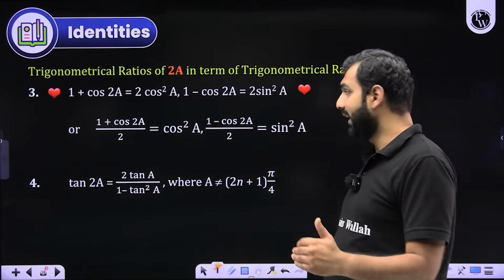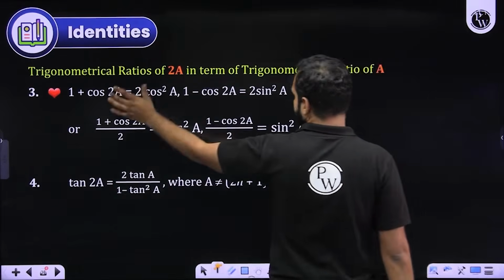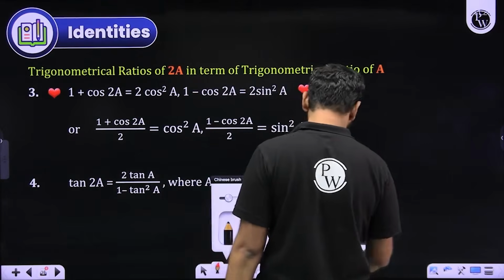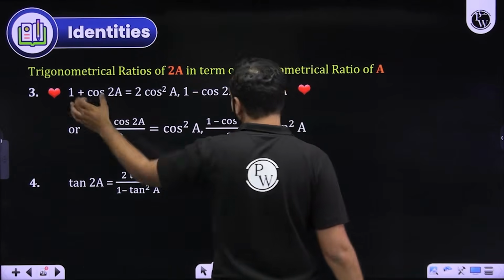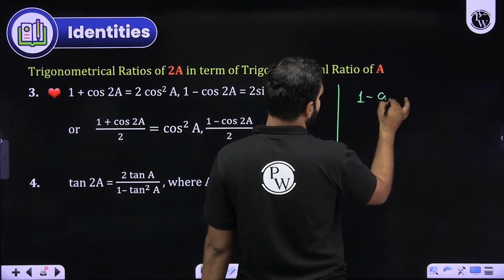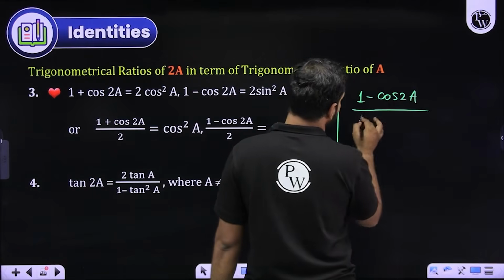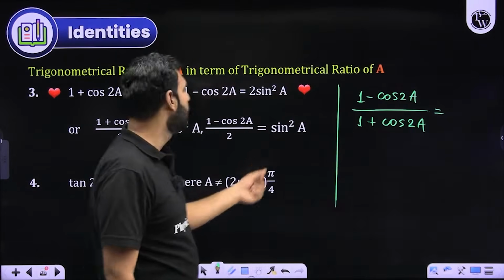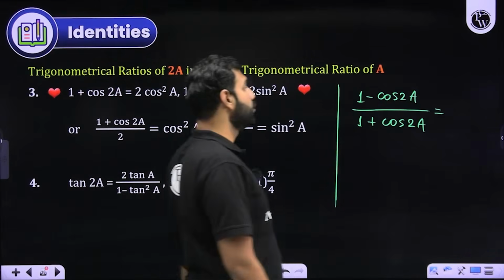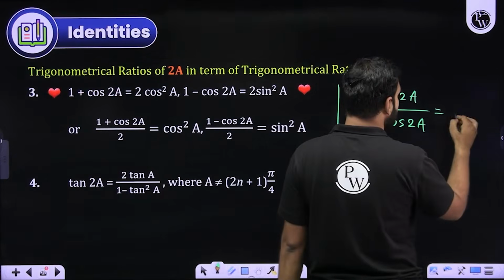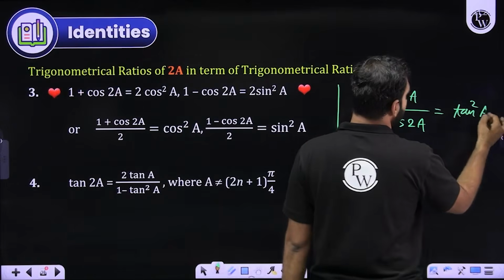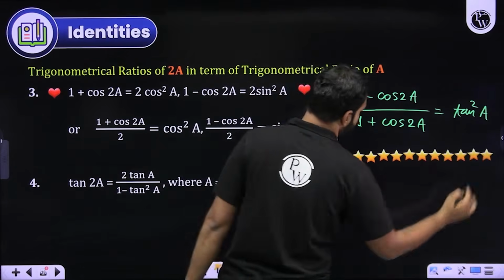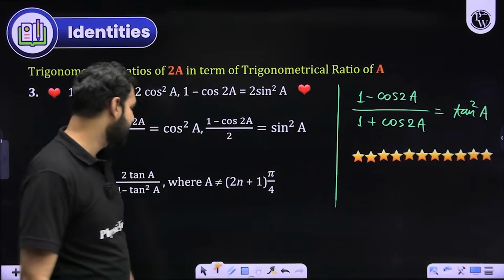Similarly, let's say I divide 1 minus cos 2a by 1 plus cos 2a. In the numerator, I have 1 minus cos 2a, and in the denominator, I have 1 plus cos 2a. Are you not seeing what 1 minus cos 2a is? It is 2 sine square a. What is 1 plus cos 2a? It is 2 cos square a. So 2 sine square a upon 2 cos square a, the 2s cancel. Sine square upon cos square is tan square a. So don't forget this result as well: 1 minus cos 2a upon 1 plus cos 2a can be written as tan square a.